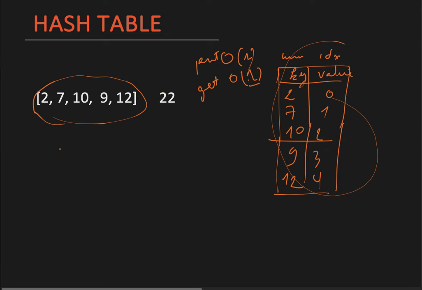Cool. Now the second loop, we're going to loop through all the elements, and at each iteration we need to check if there is the complement number here. Okay, so let's go. 2. 22 minus 2 is 20. Is there any 20 here in the hash table? No. Okay, we go to the next element. 22 minus 7 equals 15. Is there any 15 in our hash table? No. Okay, we go to 10. 22 minus 10 is 12. Is there any 12 in our hash table? Yes, we find it.